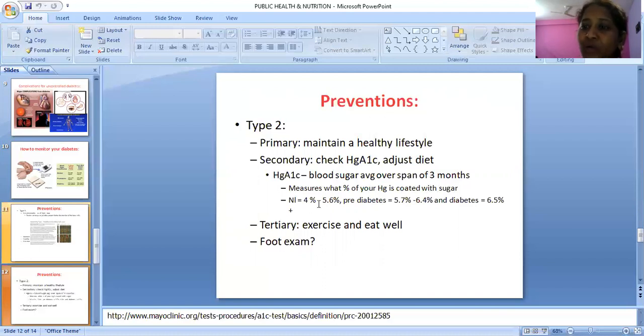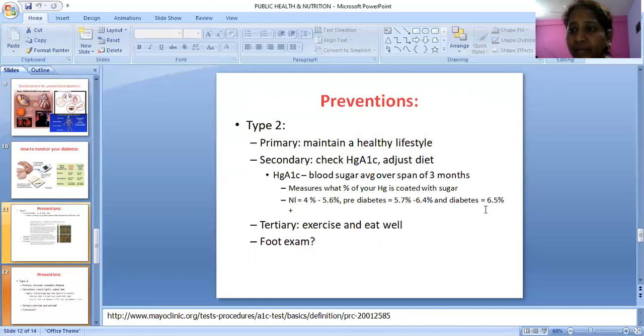What is the normal range of the HbA1c test? 4 to 5.6 is normal. Pre-diabetes is 5.7 to 6.4 and diabetes is 6.5. If we observe above 5.6, immediately this will be considered as pre-diabetes. Then diabetes will be 6.5. Depending on the values of HbA1c, you have to adjust your diet in a controlled manner.